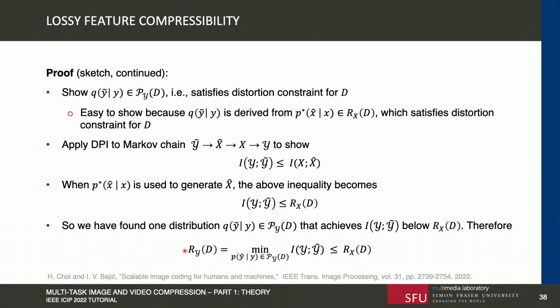So that's why R sub y of D, the rate distortion function at the features for that distortion level, is no worse than this mutual information here, which, as we see, is at least as good as the rate distortion at the input. So overall, this shows that the rate distortion at the features is no worse than the rate distortion at the input, and that's what completes the proof.